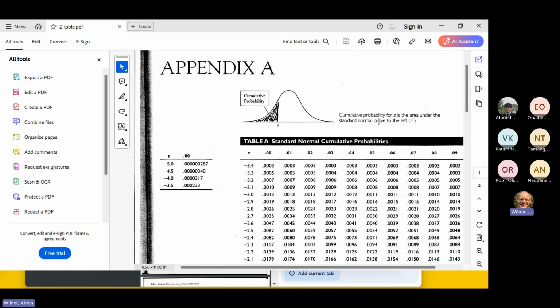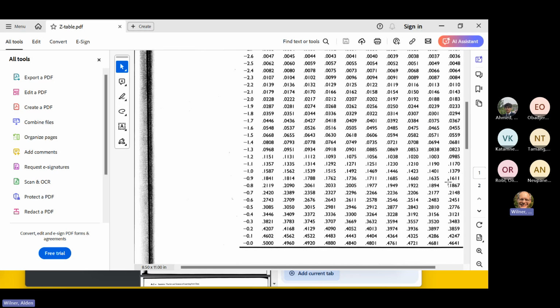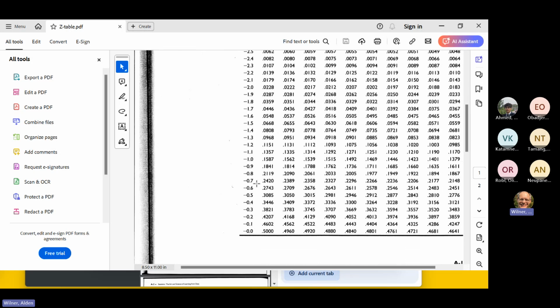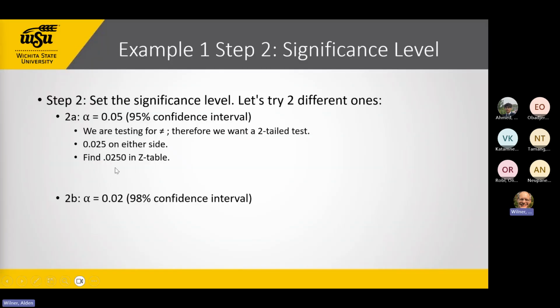So our cumulative probability for Z is the area under the standard normal curve to the left of Z, right? So for instance, if I get a Z value of minus 3.49 and combine the row and the column, we only have a 0.002% chance of it being less than that. If we get down to a Z value of 0.00, that's right in the middle of the curve. Half the data is less than that, half is bigger than that, right? So we come back to our question here. We find 0.250 in the Z table.